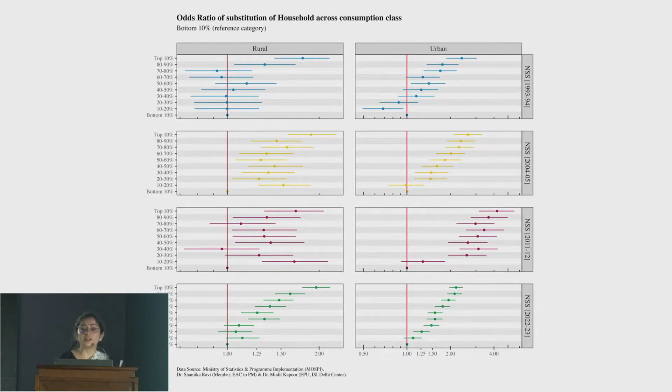In fact, if you look at the odds ratio of substitution, you will notice that in urban areas, with the decile groups on the y-axis, richer households across all your surveys have refused to do surveys. So this is not a random problem. This is non-sampling error, but it is not random. It is very systematically correlated with well-being, with development, with higher consumption classes.